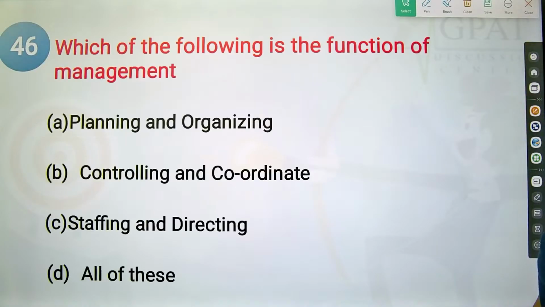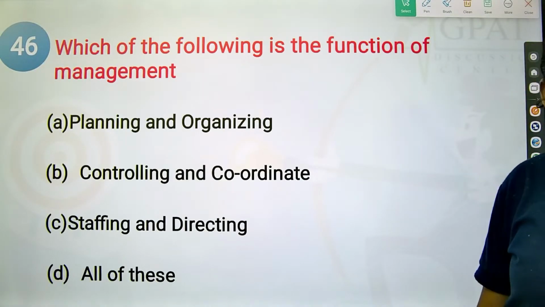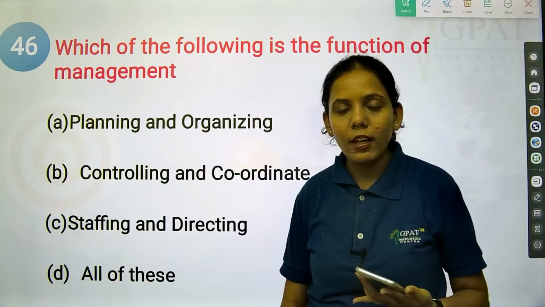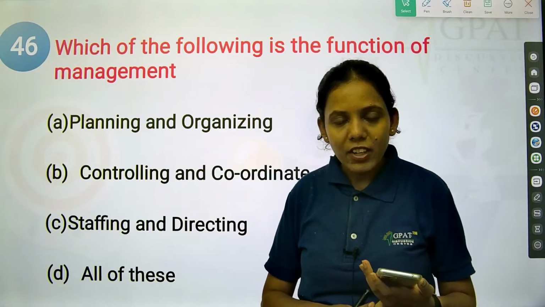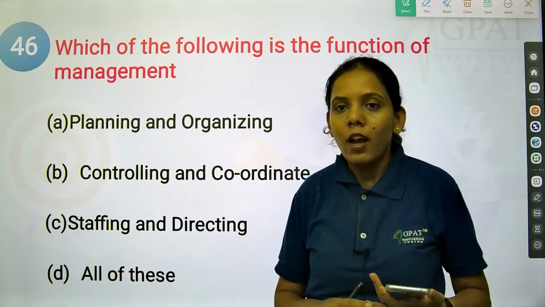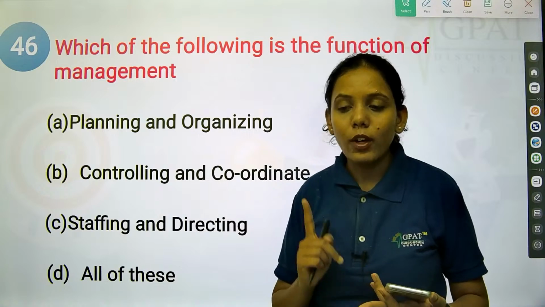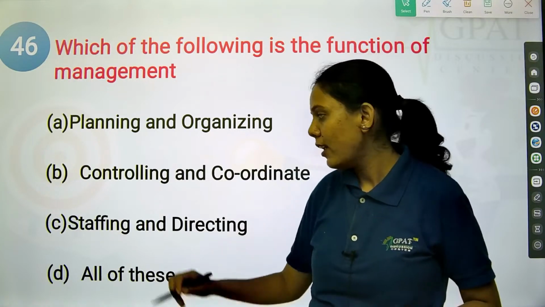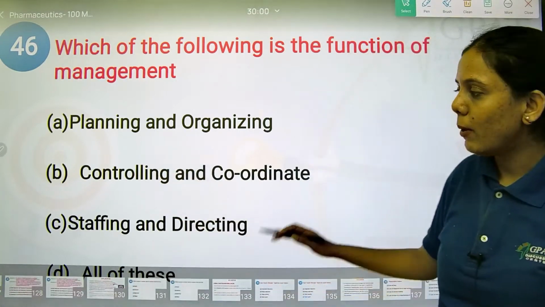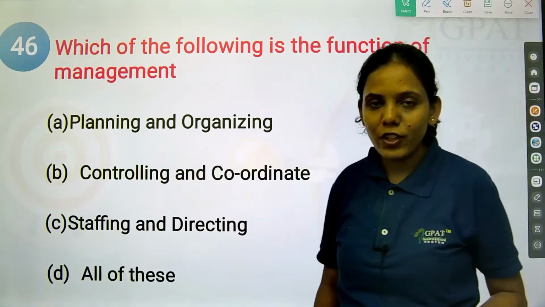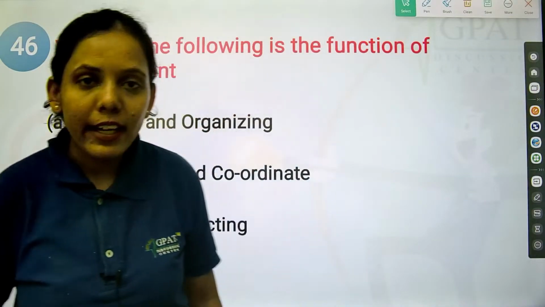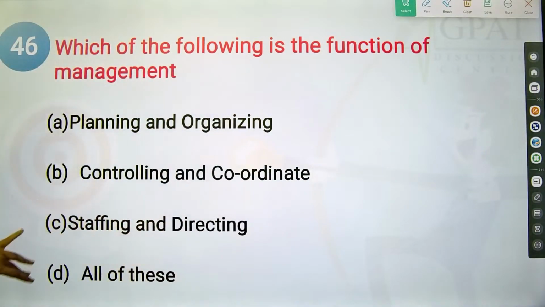Next question. Which of the following is the function of management? If you are managing something, then planning will come, organization will come, then you should know how to coordinate, how to control, staffing, directing, everything, right? So definitely planning and organizing will be there. Control and coordination will be there. Staffing and directing will be there. And all of this, right? So all of this is the right answer.